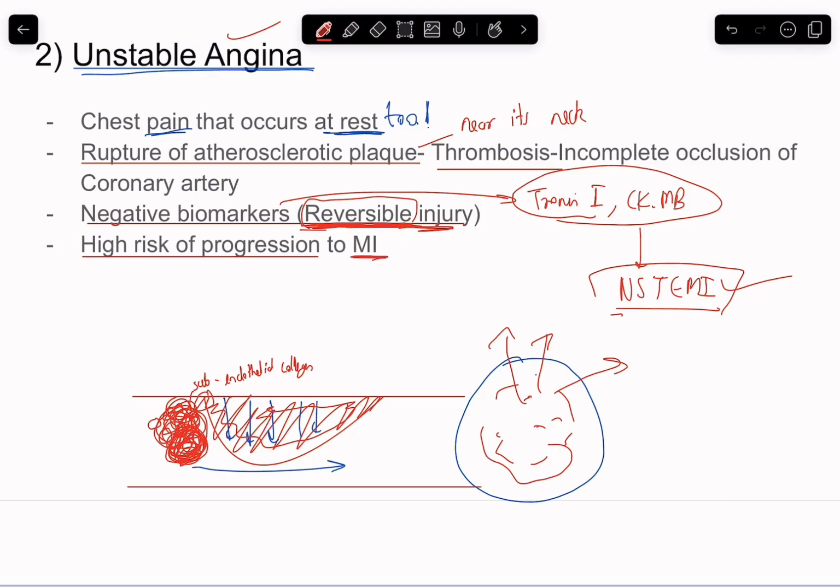So this thrombus can pathologically detach from here and can be converted into an emboli and can get clogged off into any other coronary artery, resulting in complete occlusion of that, and that can progress into myocardial infarction.